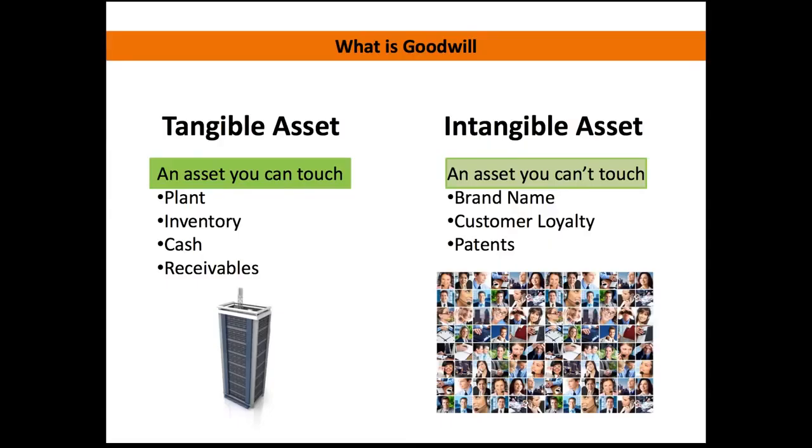So before we can start describing what goodwill is, we have to understand what tangible assets versus intangible assets are. Over on the left, you can see that a tangible asset is something that you can actually lay your hand on and touch. So this would be your plant, your inventory, cash, receivables, all those kinds of things. Now, receivables, even though you can't touch them maybe right now, eventually you will be able to. Intangible assets are those things that you can't touch, and that would be your brand name, customer loyalty, patents, things like that.